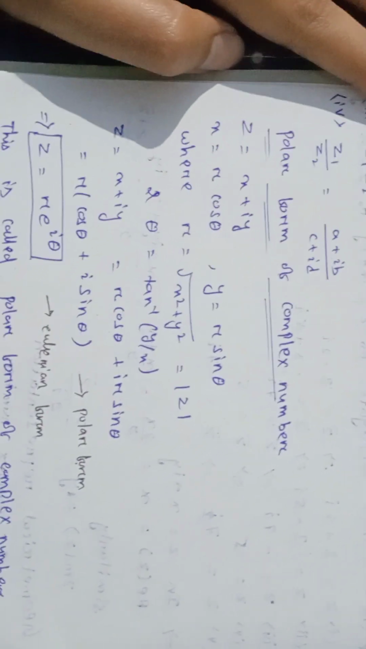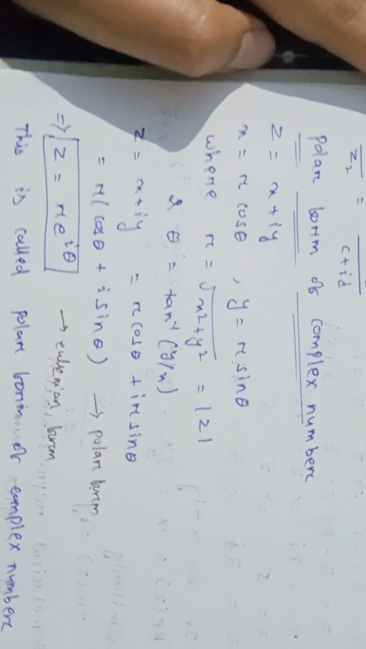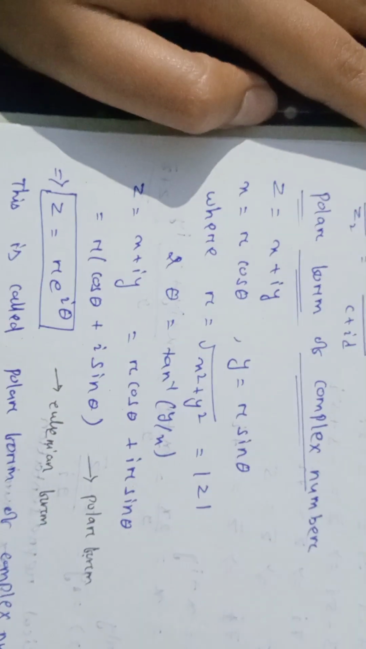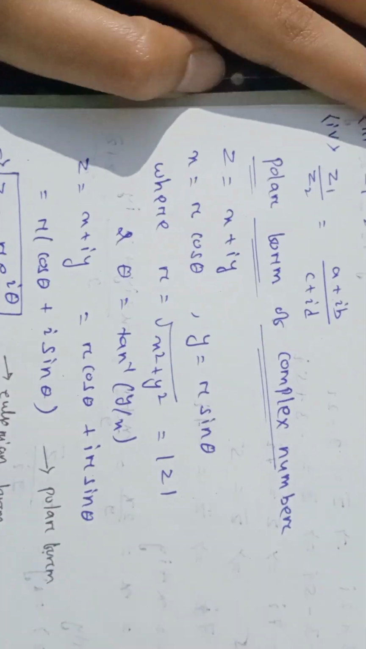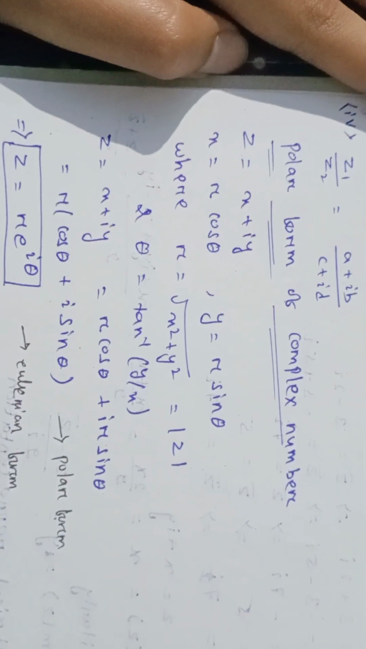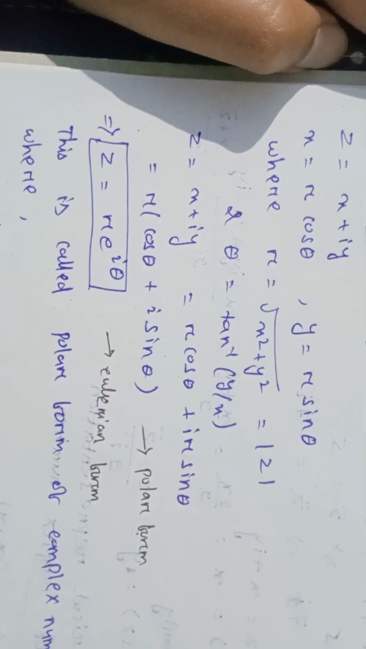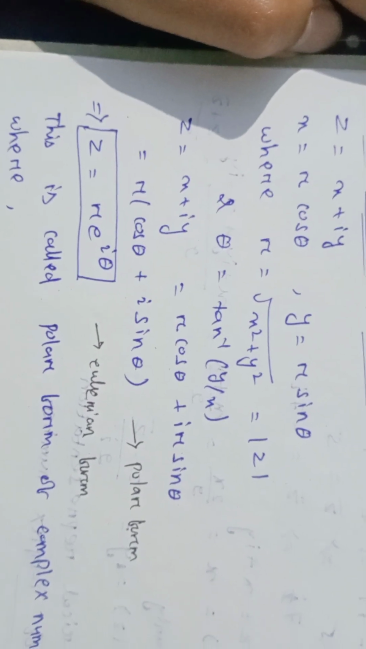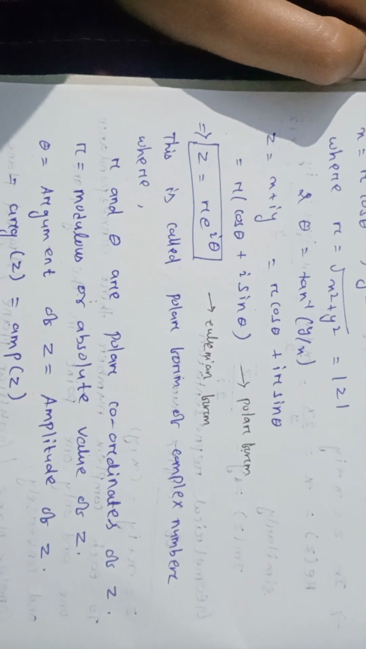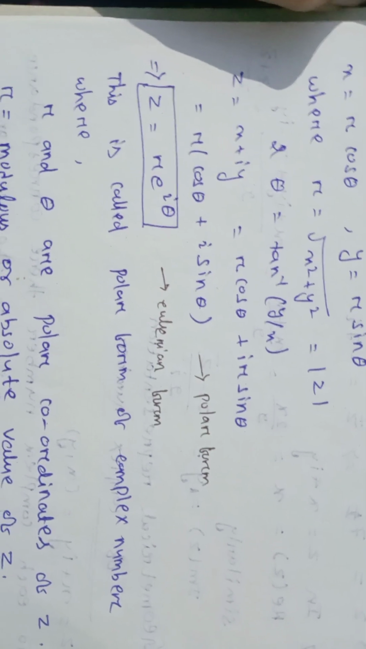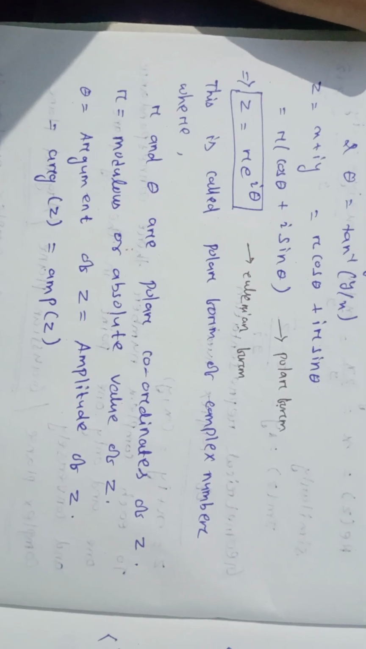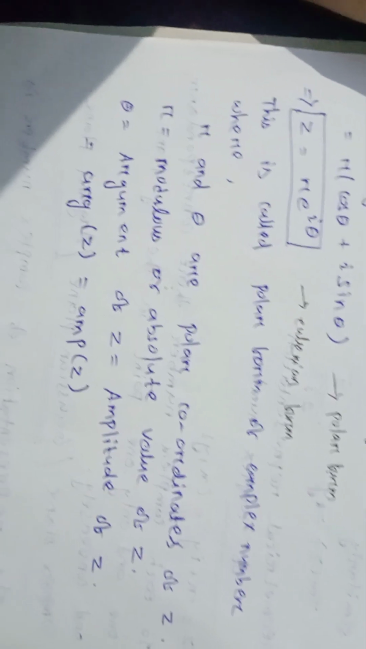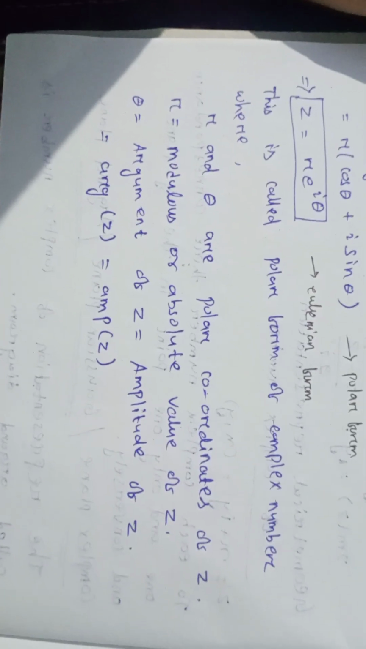The polar form of a complex number. Z equals x plus iy, then x equals r cos theta, y equals r sin theta, then r equals root over of x square plus y square. We get this from Pythagoras theorem also. Then tan theta equals y by x, so theta equals tan inverse of y by x. Z equals r e to the power i theta is Euler's formula, where e to the power i theta is cos theta plus i sin theta. This is known as the polar form of complex numbers, where r is the modulus and theta is the argument of z.